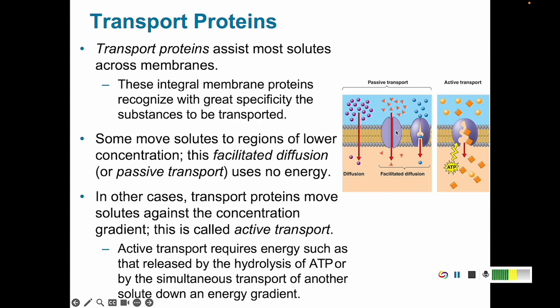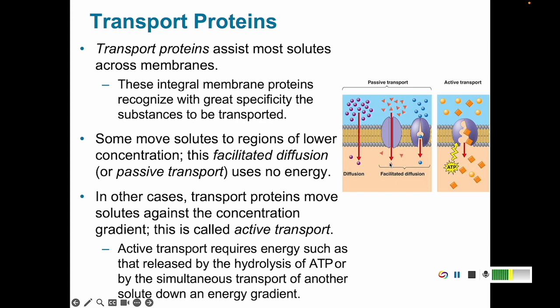Some of them are going to work passively. That means that they are still just moving down their concentration gradient. Things are spreading out, moving from where there's a lot to a little. So here there's a lot outside the cell, so it's moving in. If you had a lot inside the cell, it would move out. It's just going to spread out.